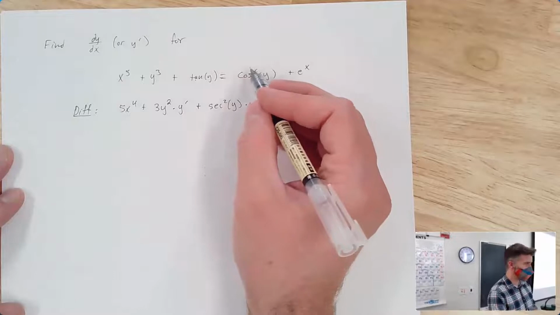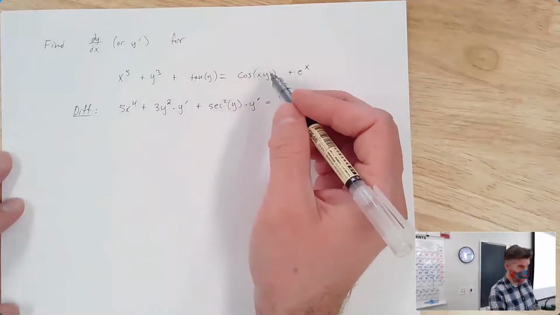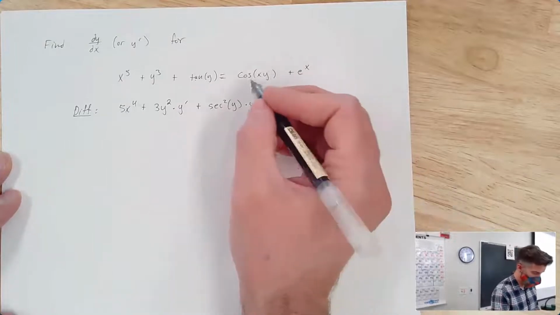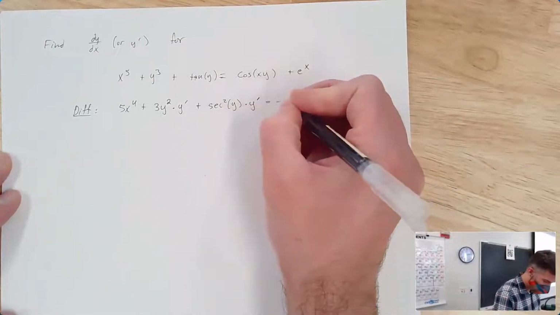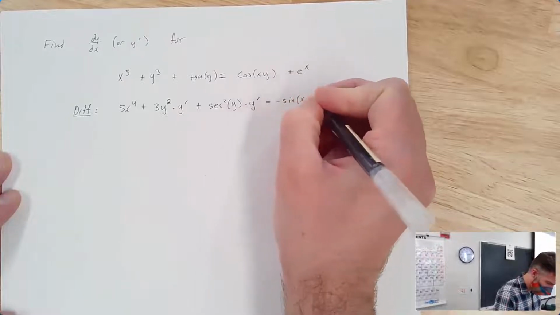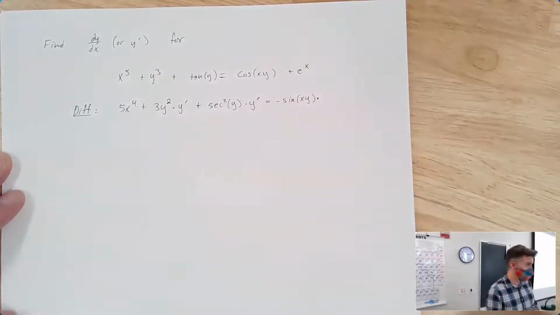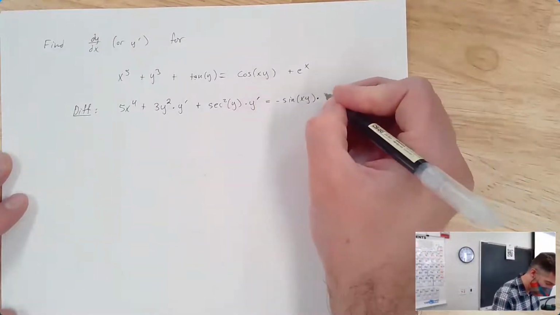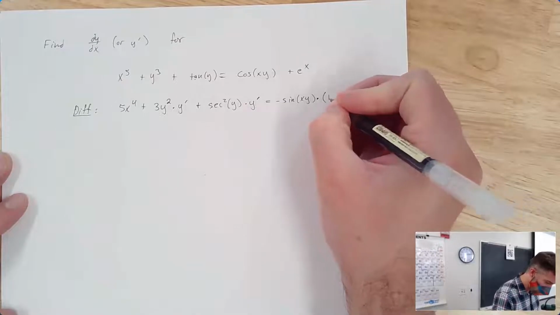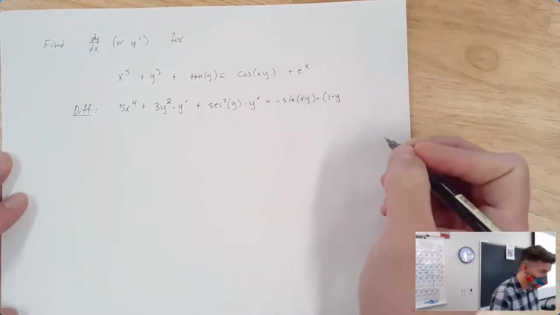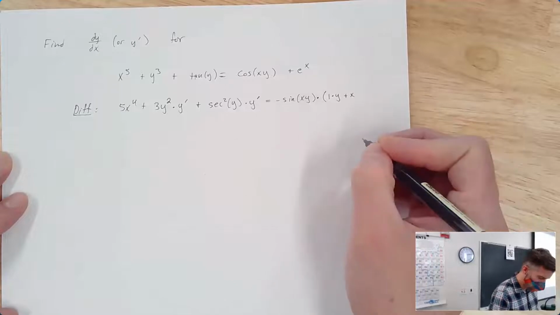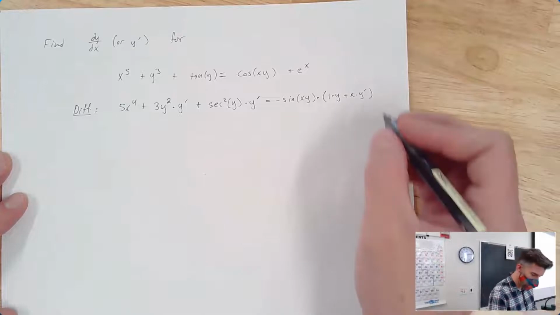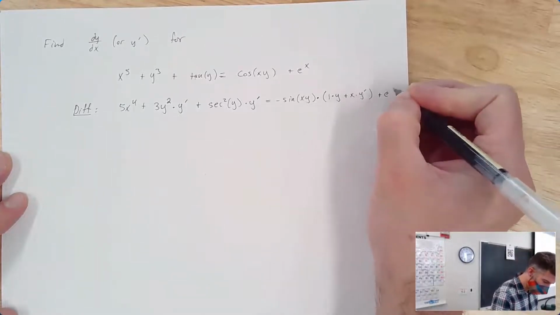Derivative of cosine of x times y. Well, I've got the derivative of cosine of some stuff, but my stuff is a little more complicated. My stuff isn't just y. So I have to be a little more careful. The derivative of cosine of a thing is negative sine of the thing, and I have to multiply by the derivative of the thing. And for the derivative of x times y, I'm going to have to use the product rule. So it's going to be the derivative of x, which is 1, times y, plus x times the derivative of y, plus the derivative of e to the x, which is e to the x.